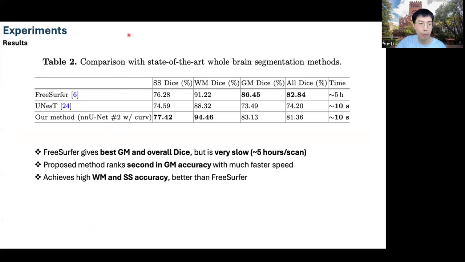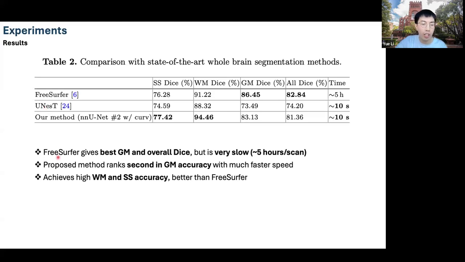And lastly, they also compare the proposed model with 2 state-of-the-art whole brain segmentation methods. One of them is FreeSurfer, apparently, and the other one is UNesT. This paper was published in 2023, and in this paper, UNesT outperformed UNet, UNETR, and Swin UNETR in the specific task of whole brain segmentation. So the authors used it as a deep learning baseline here to make the comparison.